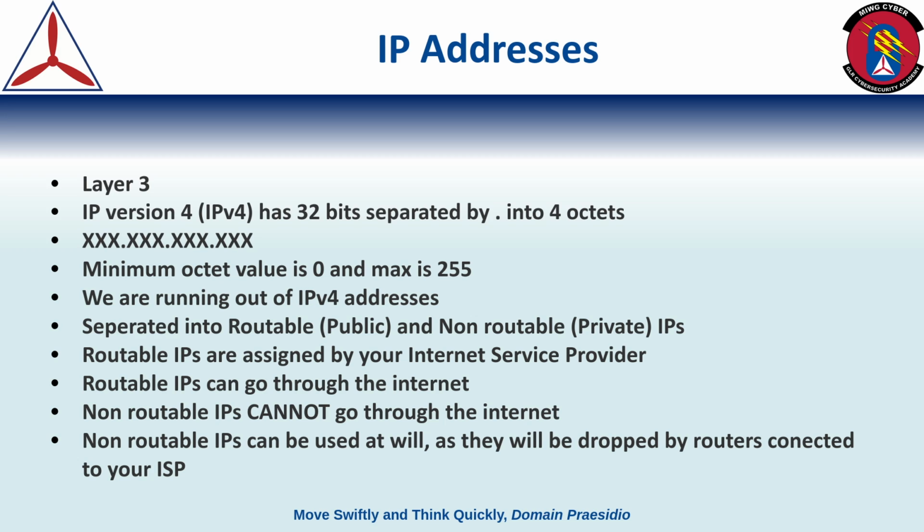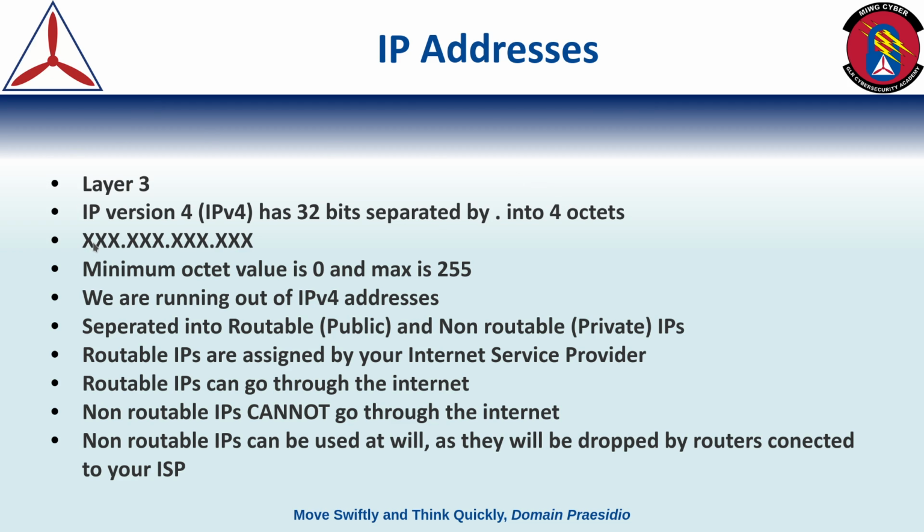IP addresses. IP addresses are layer 3 on the OSI model, and there are actually 2 versions of IP. So there's IPv4 and there's IPv6. IPv6 is 128 bits compared to the 32 bits of IPv4. Due to the complexity of IPv6, we won't be talking about it. At least for now, we will only be talking about IPv4. IPv4, as previously stated, has 32 bits and is separated by periods into 4 octets of 3 characters each.